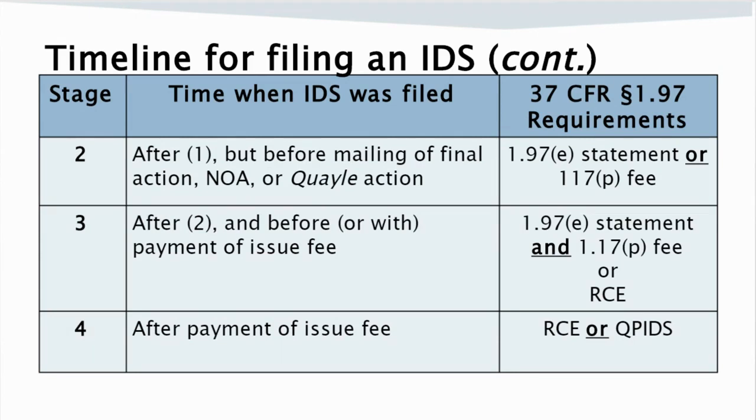During Stage 2, which is after the mailing of the first action on the merits, but before mailing a final action, notice of allowance, or Ex parte Quayle action, the applicant has the option of either providing a statement under 37 CFR 1.97(e) or paying a fee under 37 CFR 1.17(p). The concept of the statement will be discussed in detail later during the presentation.